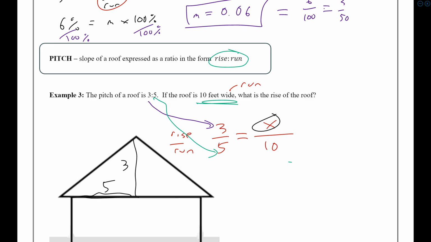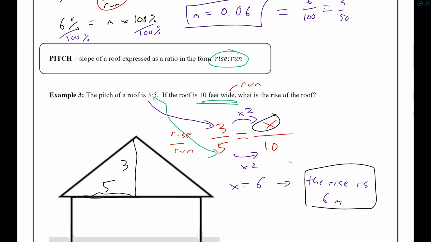So what should we do here? Yeah, thank you, Sean. Sean can communicate with sign language. Thank you. Yeah, I agree. If it was times 2 to get to here, it better be times 2 to get to here. So x equals 6, the rise is 6 meters.